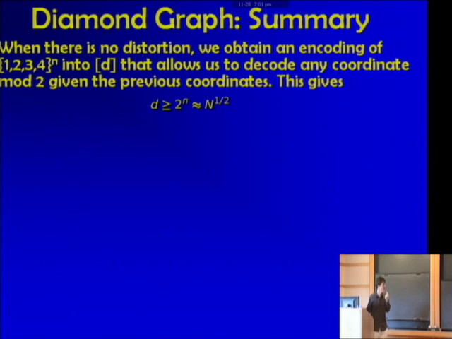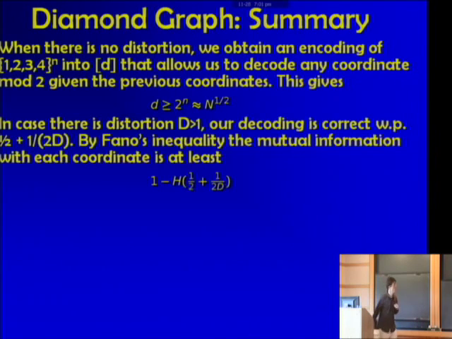And if there is some distortion, you just have to do the math. So in case there is distortion, capital D, what we obtain here, because this cross edge is not really of length 1, but it might be shorter because of some distortion.